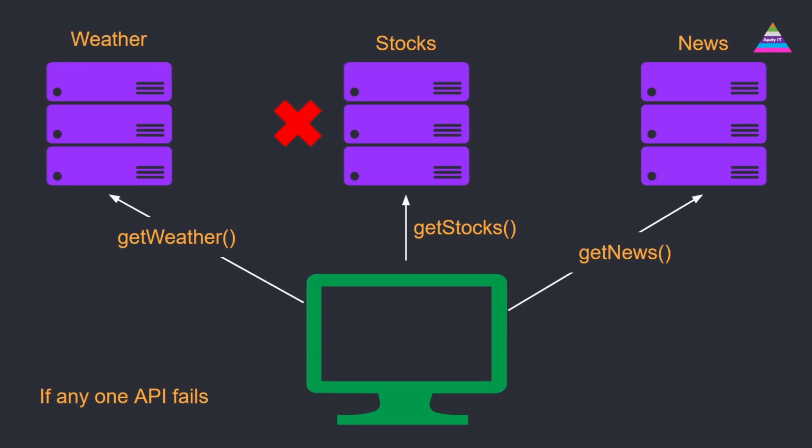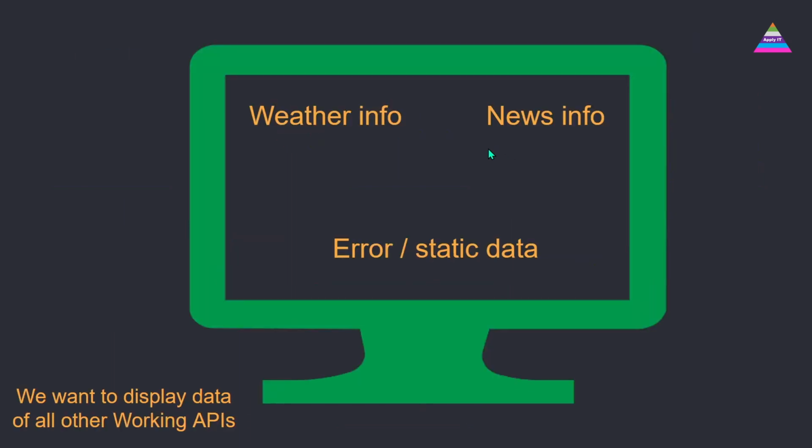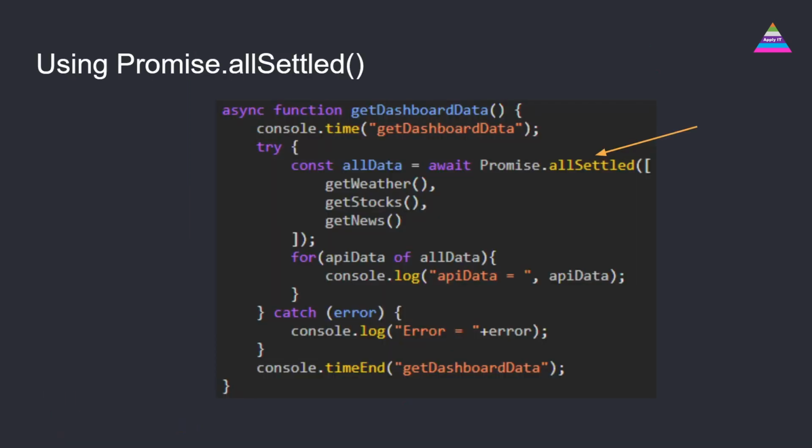Now we consider the same situation where the stocks API is failing. Here we are simulating that if any one API is failing and we still want to get information and display it on the console, how can we do it? In this situation, we want to display data of all the other working APIs. So instead of the Promise.all method, we now use the Promise.allSettled method. We are just replacing that part. Instead of all, we have written allSettled, and the rest of the code is the same as our previous wrapper function. Now the name of the wrapper function is getDashboardData.